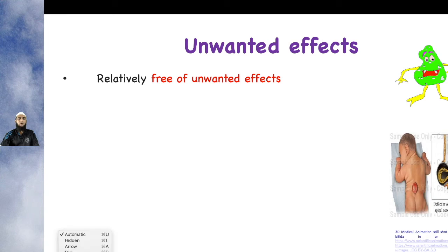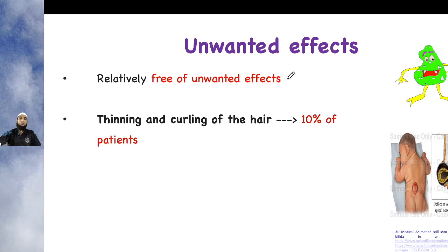So Valproate, as we have already seen, is generally free of unwanted effects, but although we say it is free of unwanted effects, it still has some minor ones. So let's see what those effects are. It shows thinning and curling of the hair in 10% of patients. It means it is not seen in all kinds of patients, only in 10% of patients.